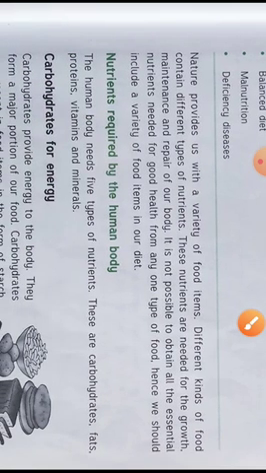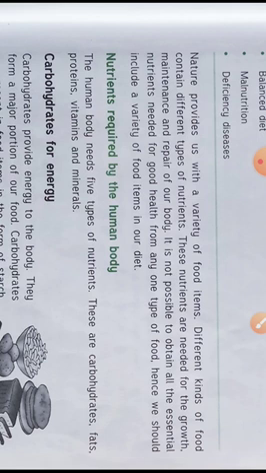So what does nature do? Nature provides us with a variety of food items. You can see there are different kinds of food items all around us. Different kinds of food contain different types of nutrients. Some of you do not eat different kinds of food. Some of you stick to only one particular type of food, which is not good for your health. You should try a variety of foods available in the market or cooked by your parents. These nutrients are needed for the growth, maintenance and repair of our body.